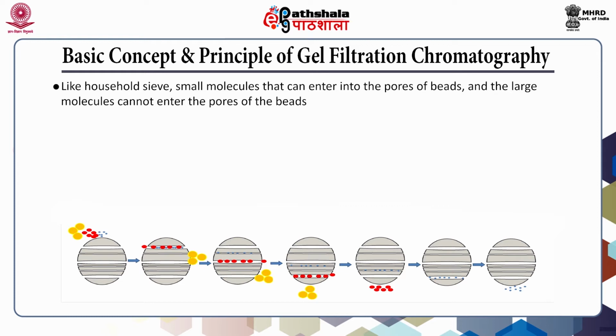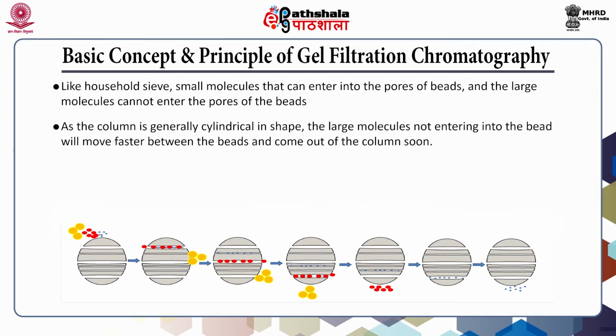In this slide, when you look at the picture, there are three kinds of biomolecules. One is in yellow color, one is in red color, one is in blue color. The red color and blue color molecules can pass through the pores, but the yellow color molecules cannot pass through the pores. That is why the yellow color molecules will go between the beads, so they can reach the bottom of the column early. So, that is why this is called molecular sieving.